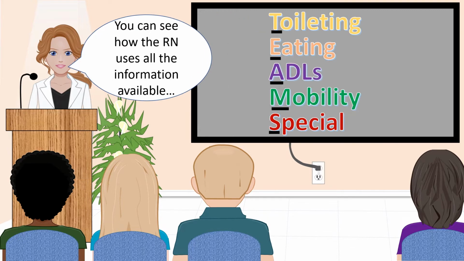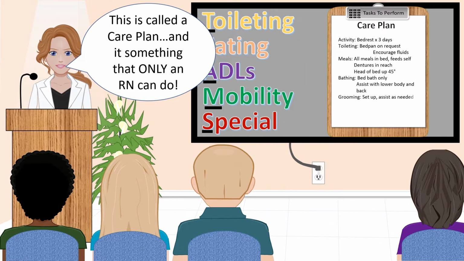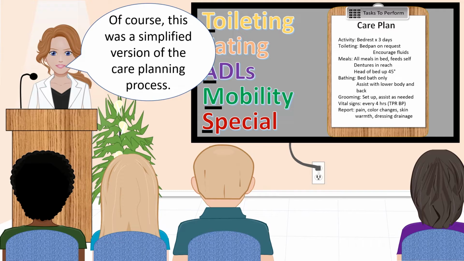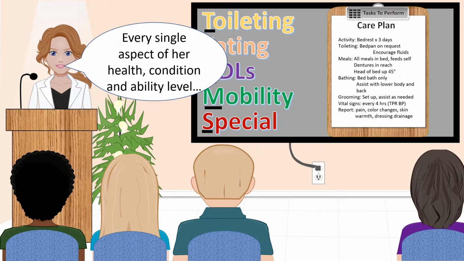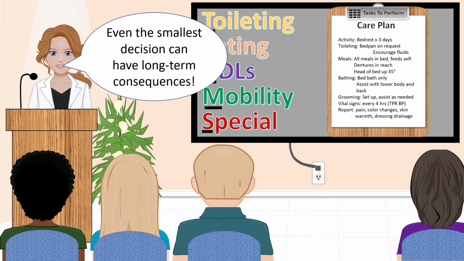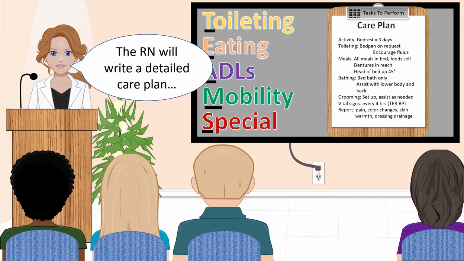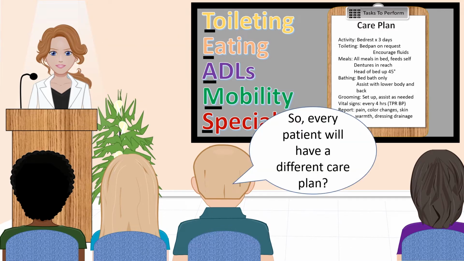You can see how the RN uses all the information available to create a plan of care specifically for this patient. This is called a care plan, and it's something that only an RN can do. Of course, this was a simplified version of the care planning process. A real patient's care plan is much more extensive. Every single aspect of her health, condition, and ability level will be evaluated in order to help her. Even the smallest decision can have long-term consequences. The RN will write a detailed care plan for the entire healthcare team to follow, and the care plan must be followed exactly. So every patient will have a different care plan?